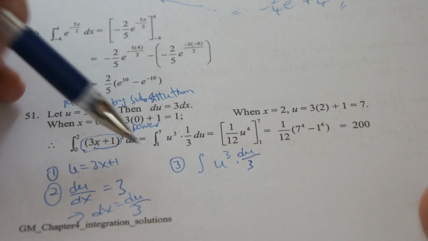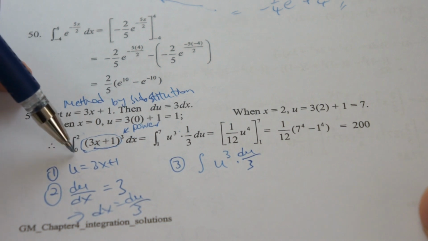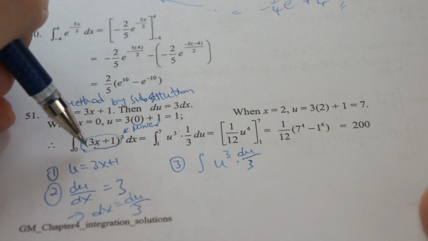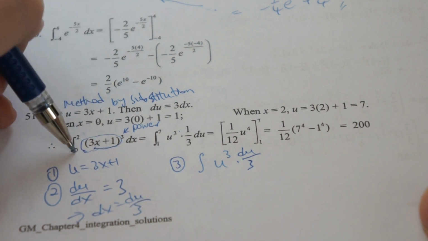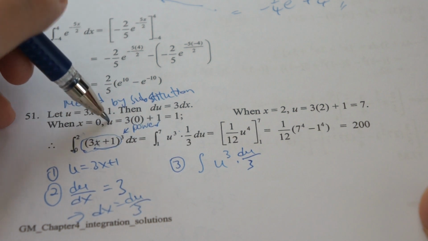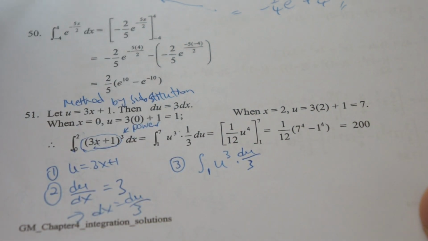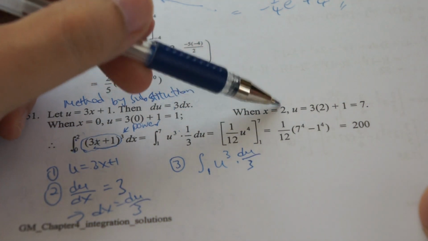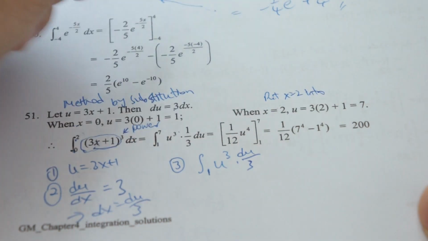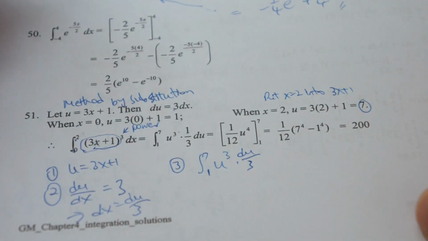But since the unknown has been changed from x to u, if we would like to write the lower limit and upper limit, we cannot simply keep 0 and 2 right here. So when x equals 0, you put 0 here, and we get u equal to 1. Therefore we put the lower limit to be 1. And if x is 2, you put x equals 2 into 3x plus 1, you get 7. So therefore we put 7.